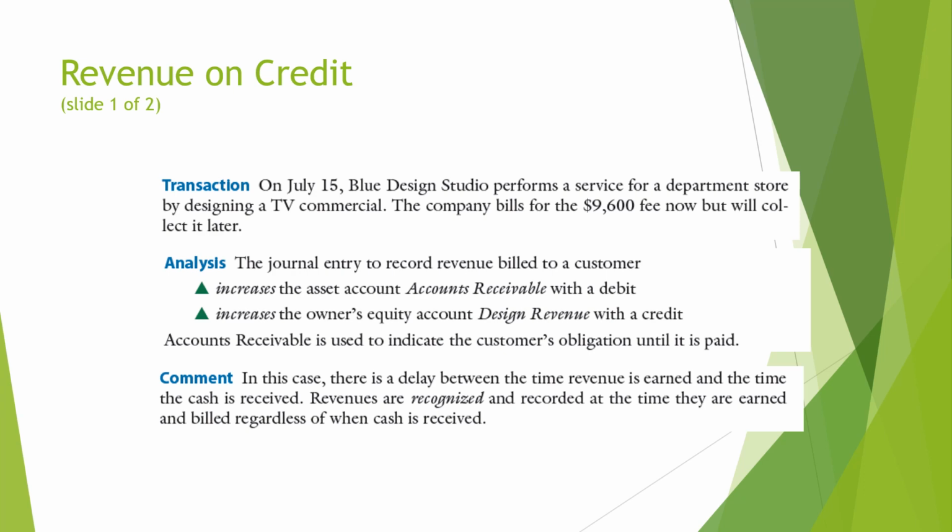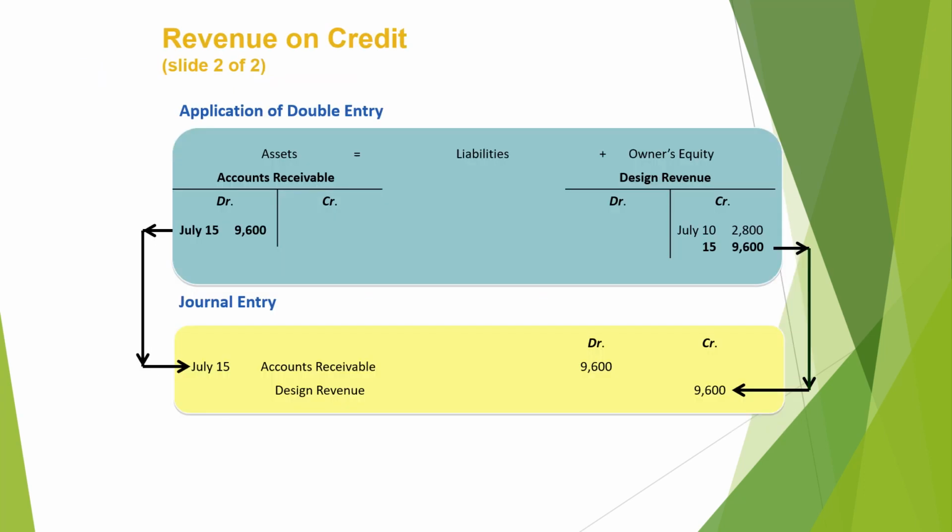So we haven't gotten the cash, but instead we have the right to the cash called accounts receivable. So accounts receivable will increase and revenue, called design revenue, will increase. Accounts receivable is an asset, and so it goes up on the left. So we'll debit it to make it go up.